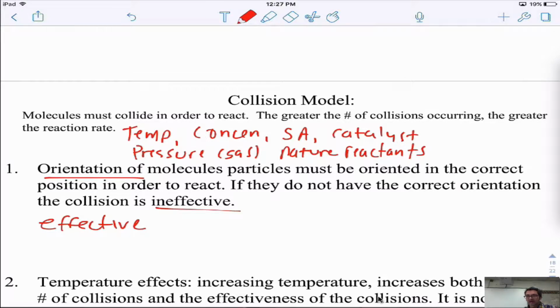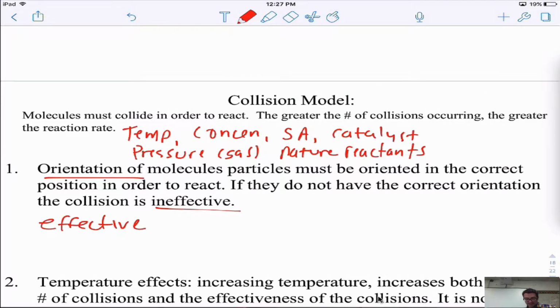This could be if you have an enzyme reaction or some sort of protein substrate reaction. You need the proper orientation for that induced fit. If you're taking biology, that should sound familiar to you. It could be that two particles need to collide properly so that a new bond can form between them.